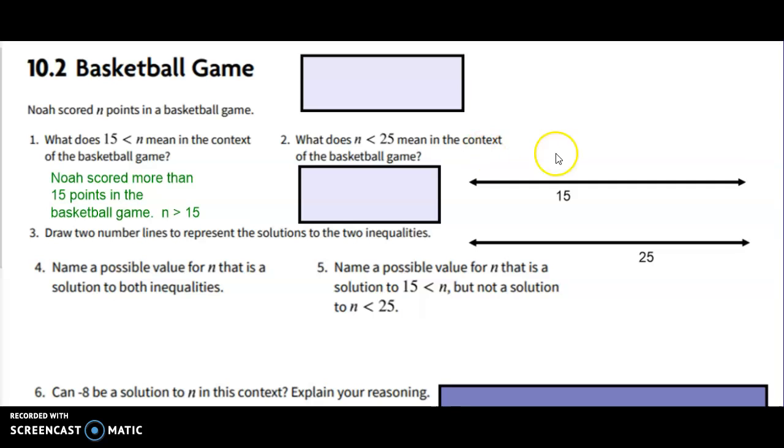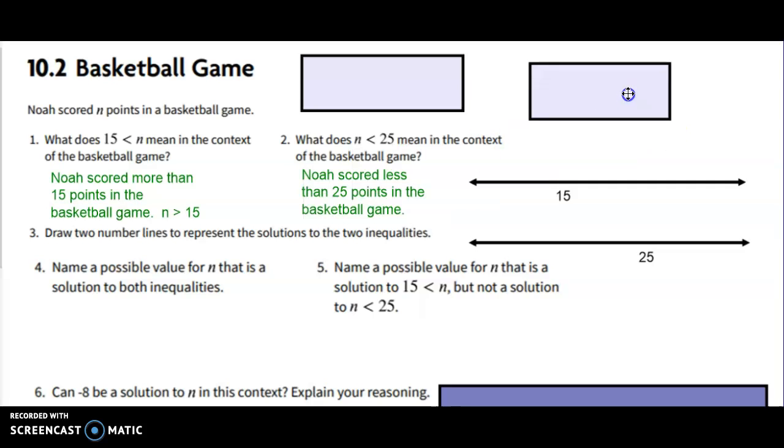What does n is less than 25 mean? It means that Noah scored less than 25 points in the basketball game. So here we're going to draw two number lines, and we're going to draw the solutions to those inequalities. So if he scored more than 15, we're not going to include 15. We're going to leave it open, and we're going to draw all of our numbers to the right. So he could score many more points than 15.